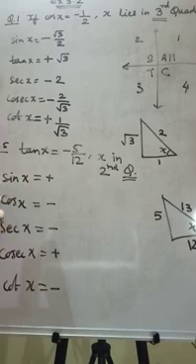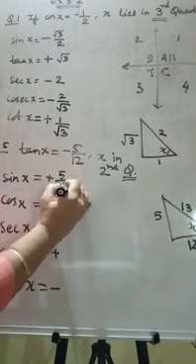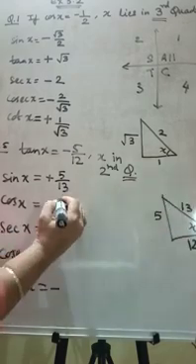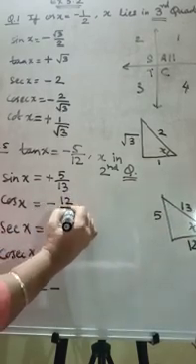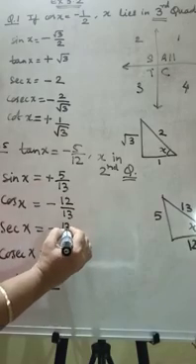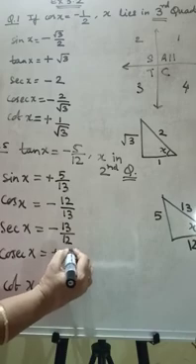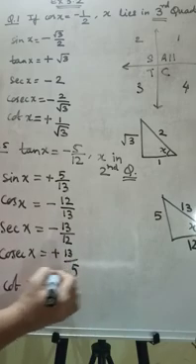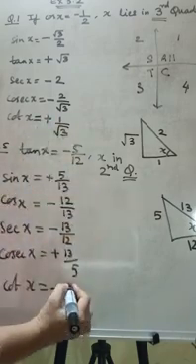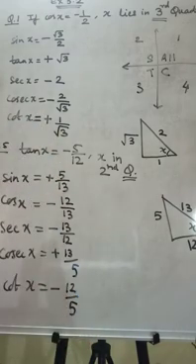So sin x is 5 by 13. Cos x is based upon the hypotenuse, so 12 by 13. Then sec is the reciprocal of cos, so it is 13 by 12. Cosec is the reciprocal of sin, so it is 13 by 5. And cot is the reciprocal of tan, so it is 12 by 5. So you can find out all the values in this way.